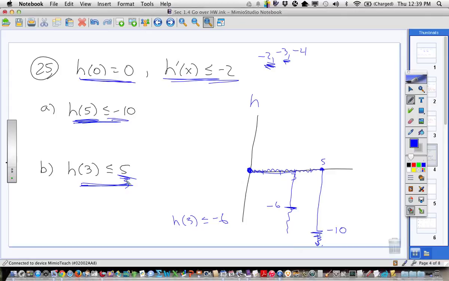So all these numbers down here are less than or equal to 5. They're all less than. None of them are equal, but it doesn't matter. The equal can still be on it. So that is a true statement.